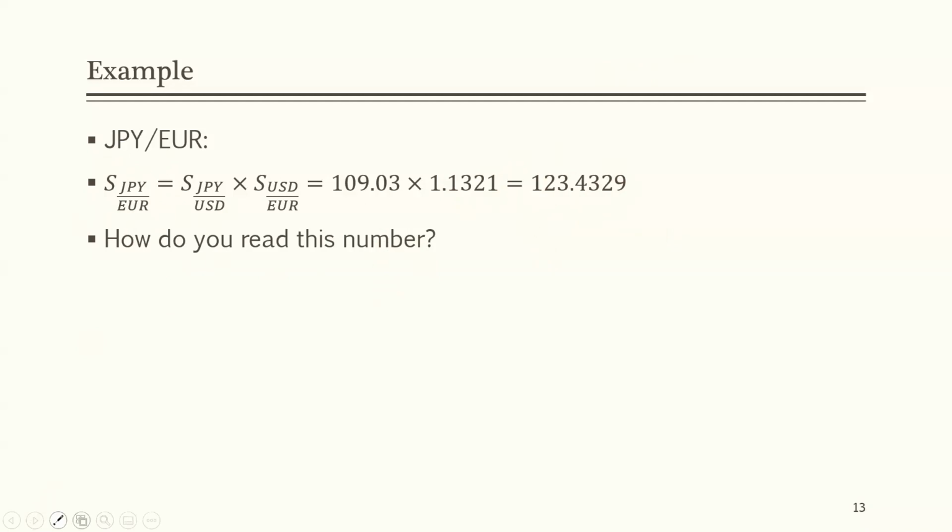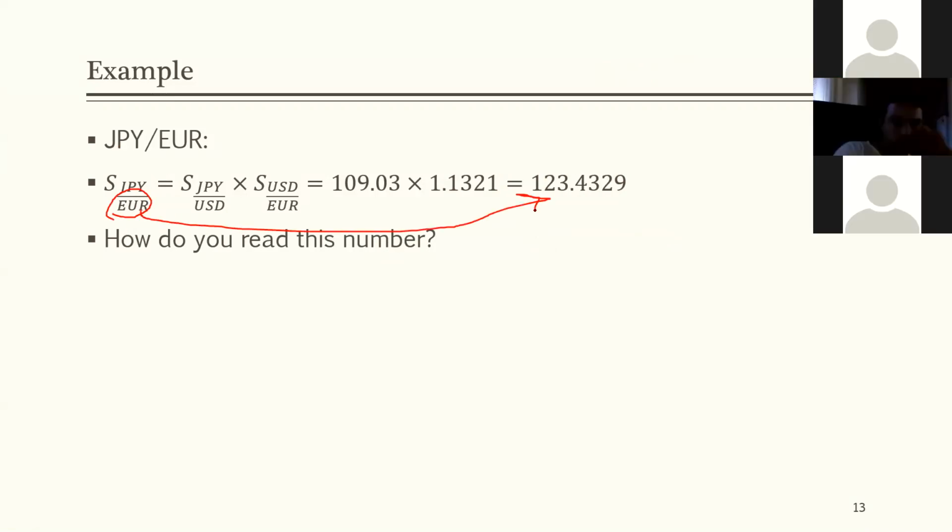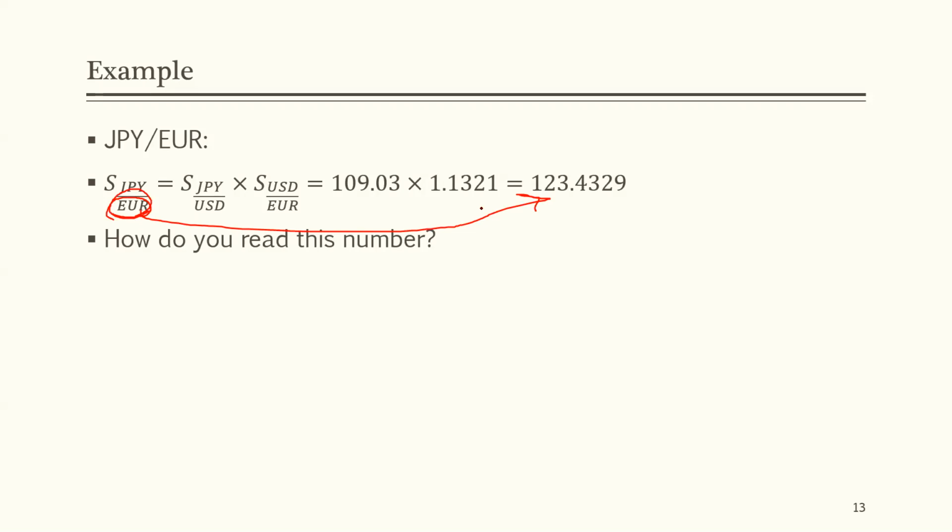Okay. So that's very important to get. So when you have the currency on the denominator, it will be the commodity currency. So here, the value of 1 euro is equal to 123 something Japanese yen. Okay.